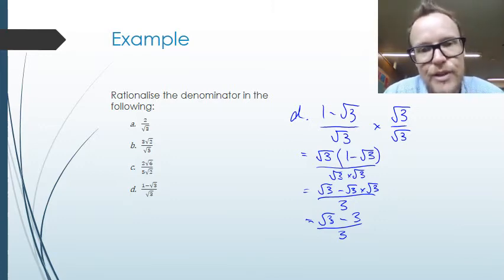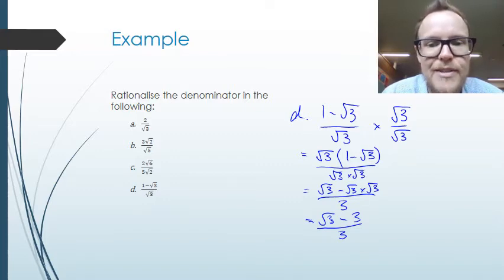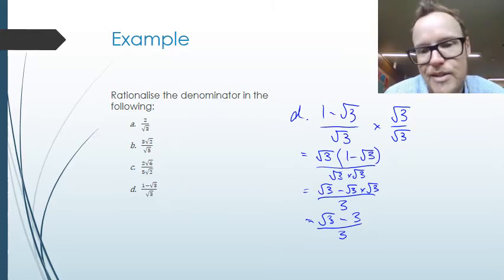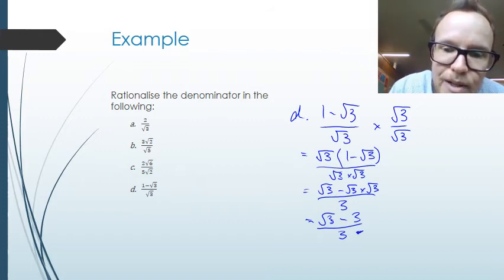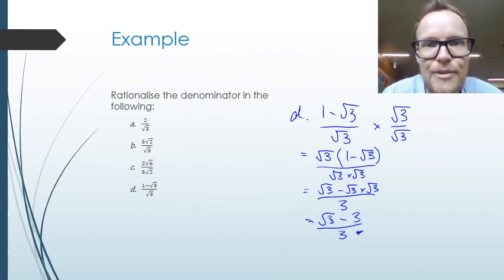I could have a look at simplifying further by factorising the top, but there's no common factors for the top there. Root 3 and 3 don't have any common factors. So we can't simplify that any further. That is as simple as it gets, and you can see that the denominator as well is now rational. It does not have a radical sign.